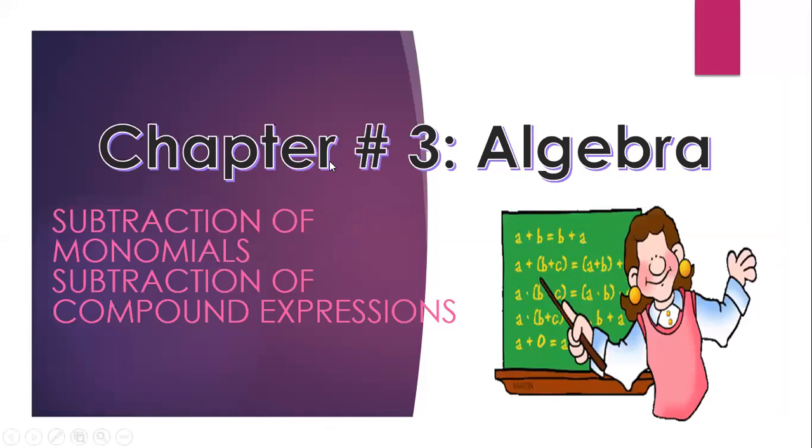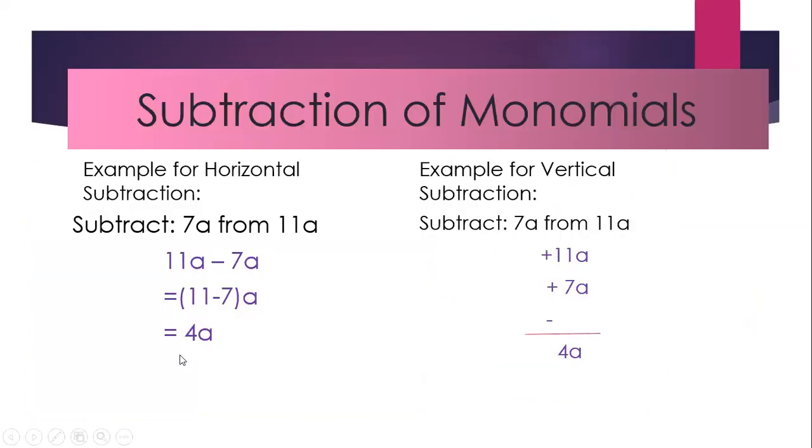What we have discussed in our last algebra session, we have discussed subtraction of monomials and compound expressions. Do you remember what is meant by monomial? That means a single term. Compound means more than two terms are there. When two terms and more than two terms are there, these expressions are called compound expression.